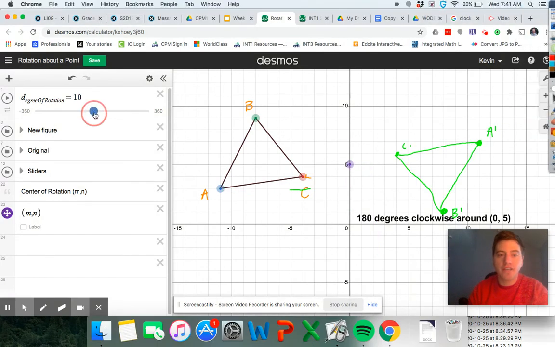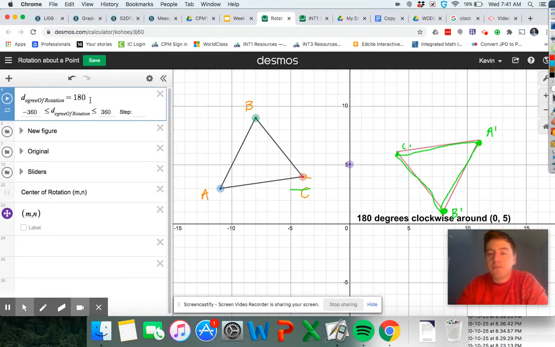Okay, let's check it. 180. There it is. So that's all you've got to do. You just got to draw in a little reference, some vertical, horizontal lines so that you can make the turns. And then have that reference there so that you know what distance it's going to be at. And you got it.